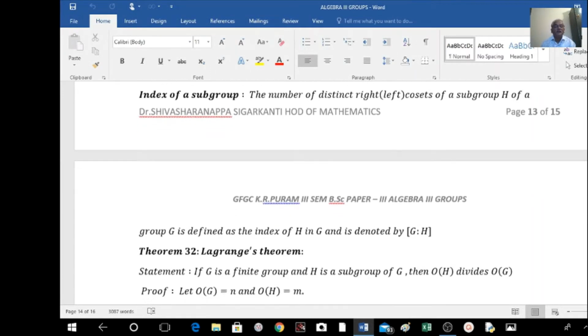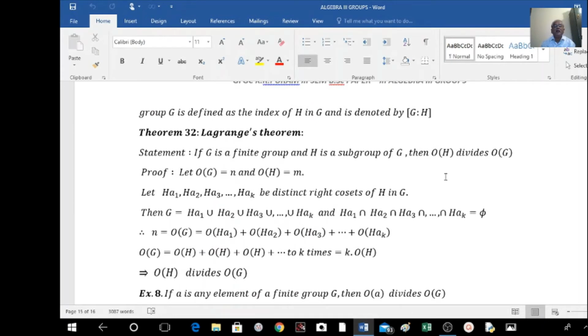We have the theorem, known as Lagrange's theorem. If G is a finite group and H is a subgroup of G, then the order of H divides the order of G. To prove this, let the order of G be n and the order of H be m. Let these be the distinct right cosets: Ha1, Ha2, Ha3, up to Hak. These are distinct right cosets of H in G.